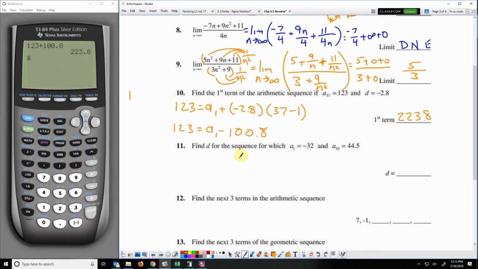Find d for this sequence. The only way to find d is with formula number 1. So I've got a16, so term 16 is 44.5, equals a1, negative 32, plus d times n minus 1, 16 minus 1. So I can add that 32: 44.5 plus 32 equals 76.5. And that equals 15d. So divided by 15 is 5.1.